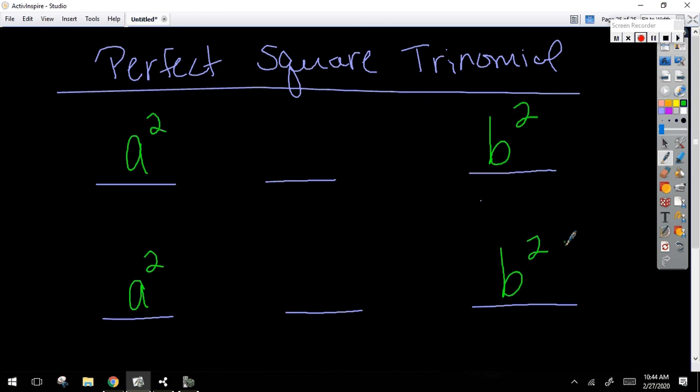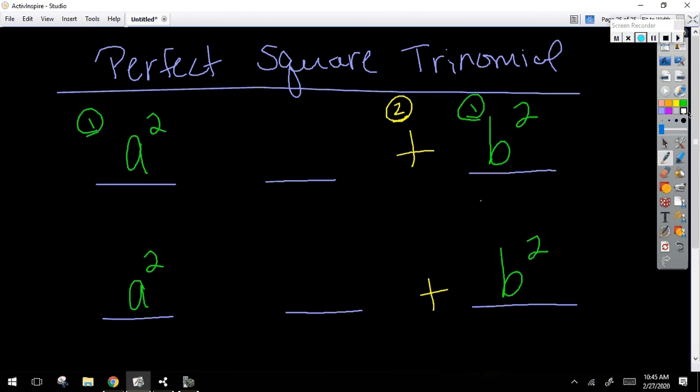The second sign has to be a plus. So maybe this is requirement number 1. Requirement number 2. And the third requirement is the hardest to see. The middle term, and listen carefully, has to be double the product. Product means what? Multiply. So double the product of the square roots of the ends.